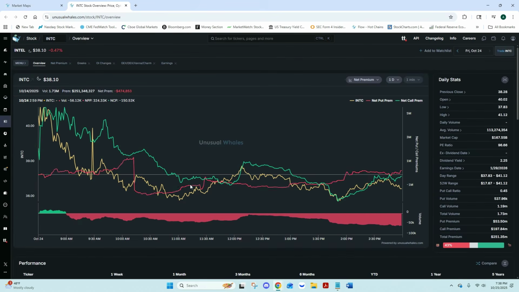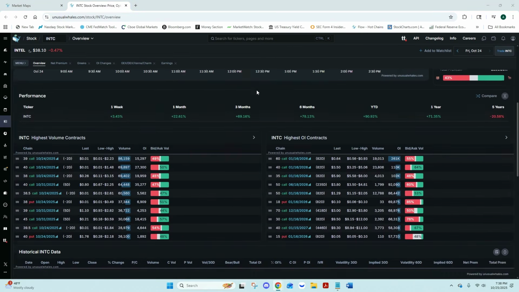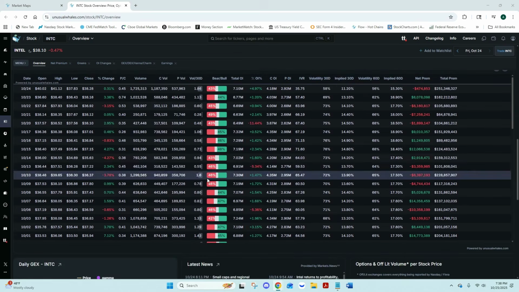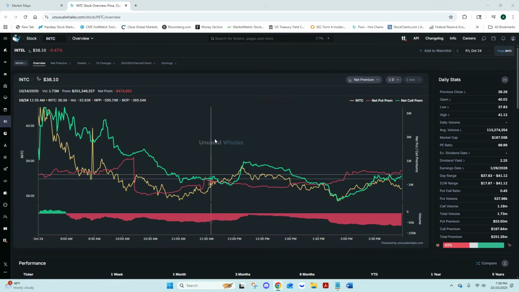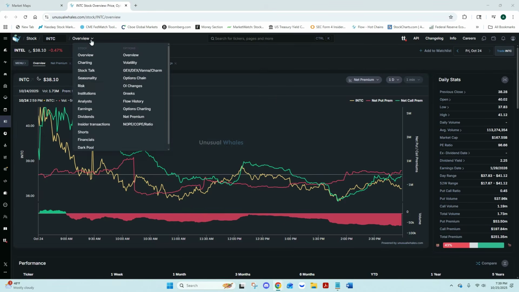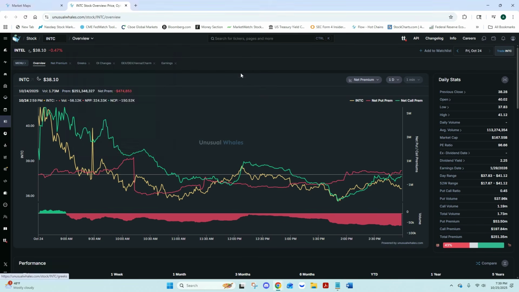So you can come right in here and pull up the data on Intel. From here, you're going to be able to see your net premium and all that, and it brings you right to that page. So I can easily pop right in here, and if I want to look at anything on the chart, like its shorts, flow history, anything like that, all of that is accessible in here from that market map tide.